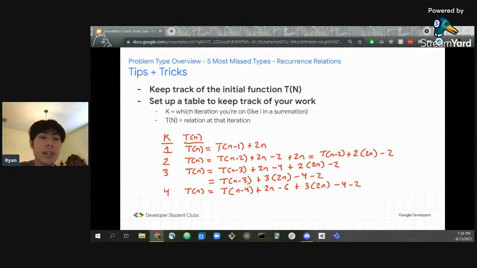The second tip I have is to set up a table to keep track of your work. If any of you folks have never worked with recurrence relations before, or if you have worked with them, you ought to know that they're a very messy type of problem. You're going to have multiple steps, a lot of simplification, and really, really long functions.